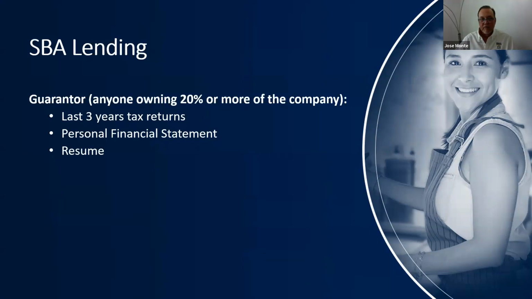So obviously, anybody that's got 20% or more in the company will need to provide statements and tax returns. And again, some lenders, depending on the loan size and the loan to value, depending on the product, may not require the guarantee of a 20% owner, but they'll require the guarantee of the majority owners. They want to know who they're banking with and who the decision makers are that are on the hook for the loan.